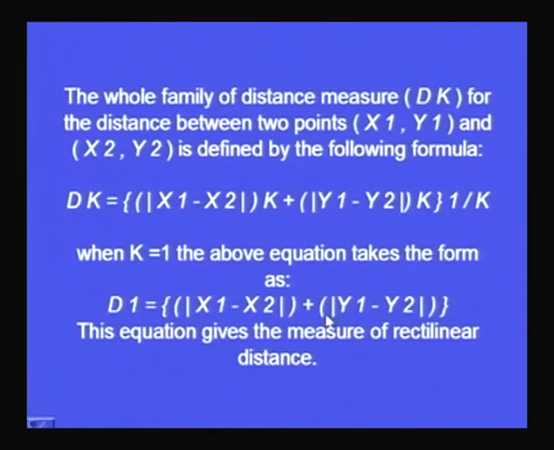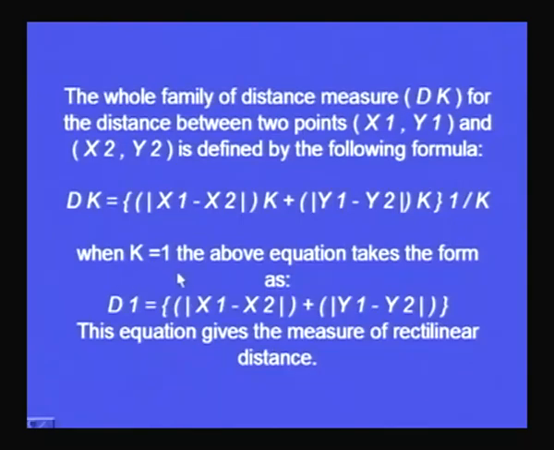The whole family of distance measure for the distance between 2 points x1 y1 and x2 y2 is defined by the following formula. Now, this is the formula on your screen. You can see this is the whole family of distance measures, or we can say a generalized formula for distance measure between 2 points. This is given by the absolute of x1 minus x2 raised to k plus the absolute of y1 minus y2 raised to k, whole raised to 1 by k.